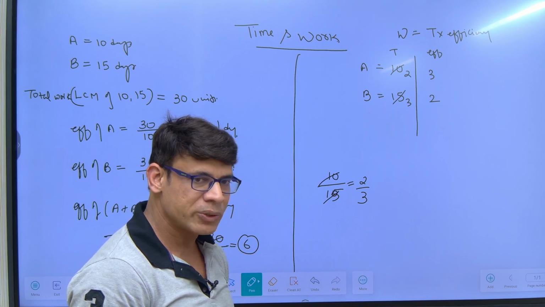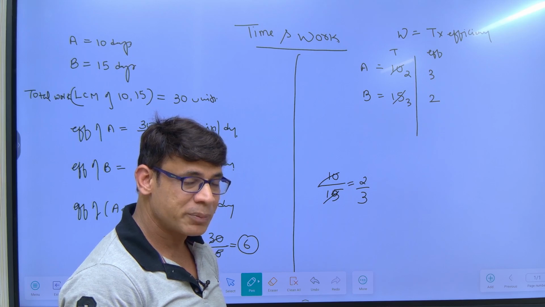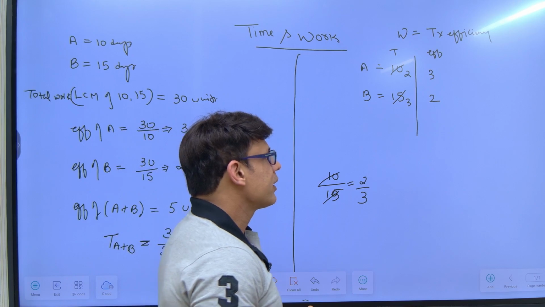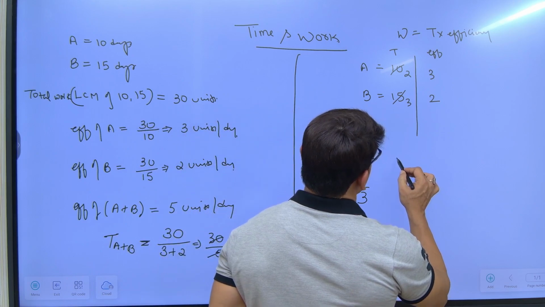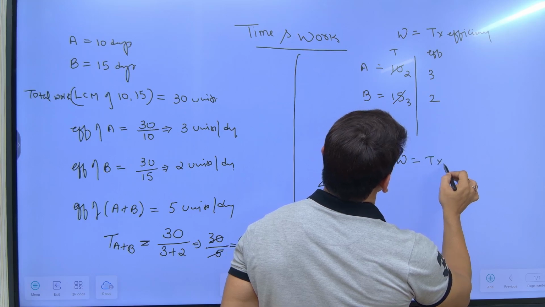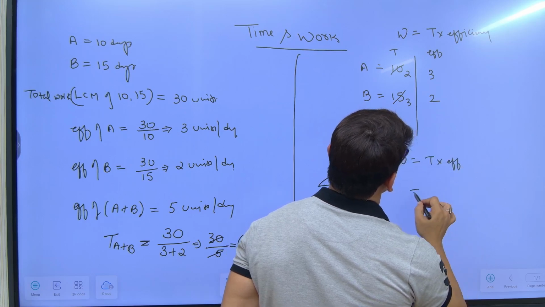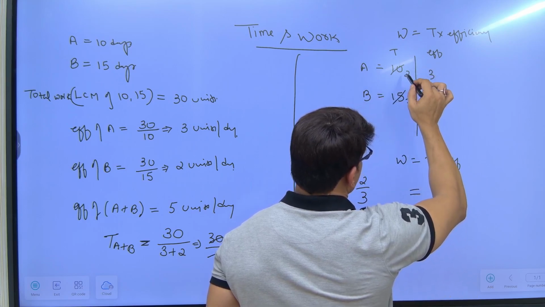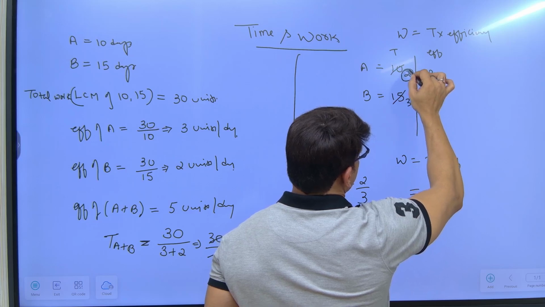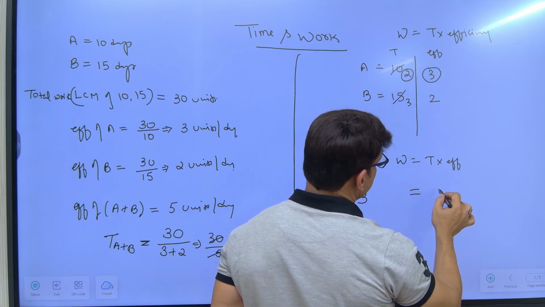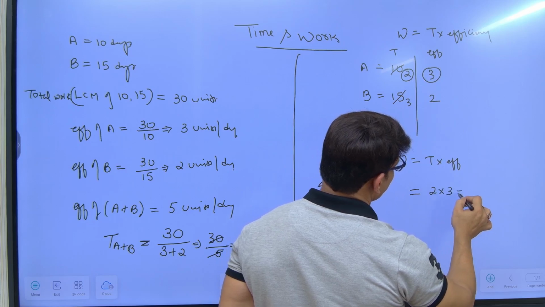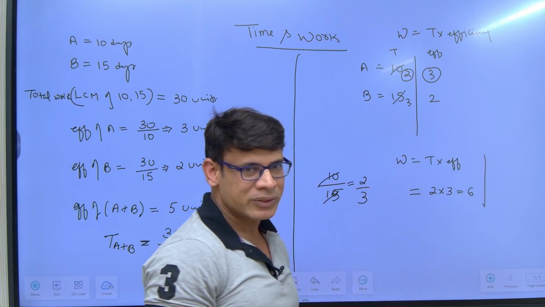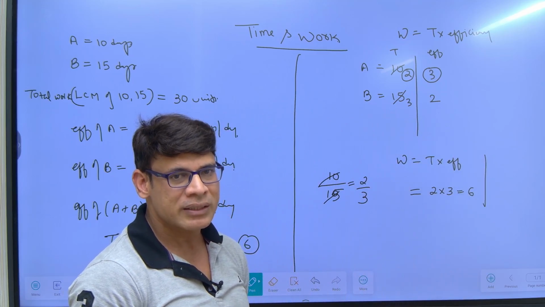Remember that expenditure is equal to price into consumption. If expenditure is constant, then price and consumption move inversely. Now, I told you what work is equal to: time into efficiency. In this case, work is constant. So the time part is 2 and the efficiency part is 3. Even if you take 3 and 2, this will also give you 6. So they will take 6 days to finish the work.